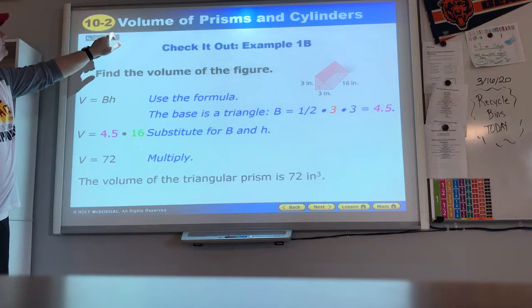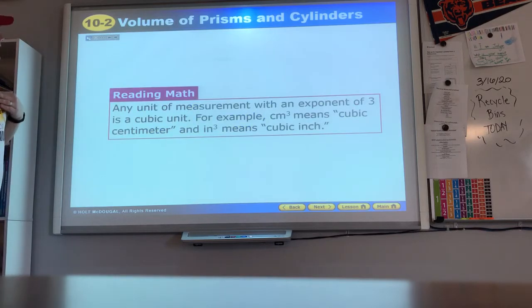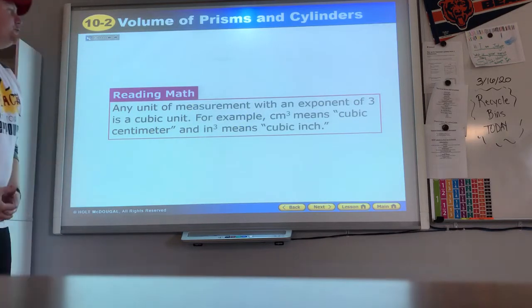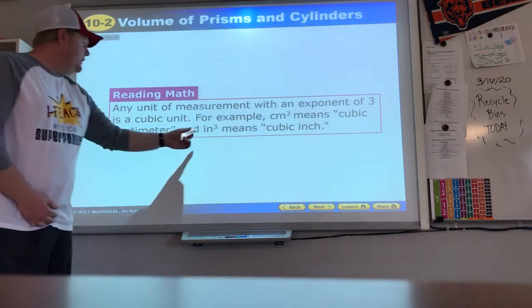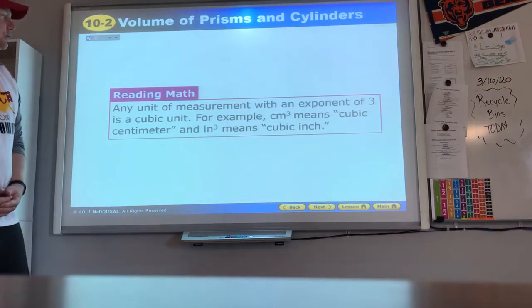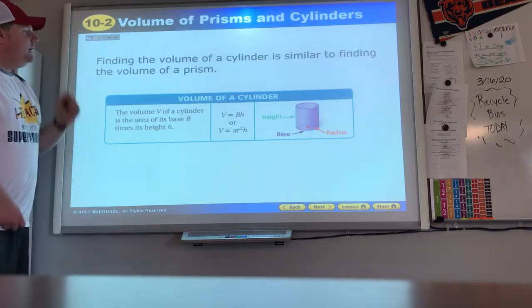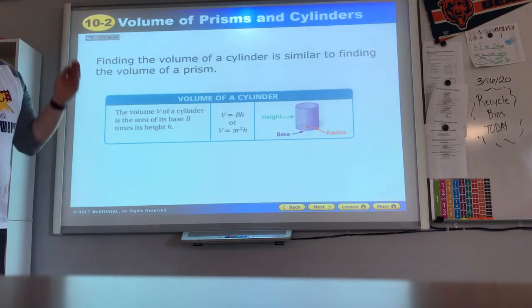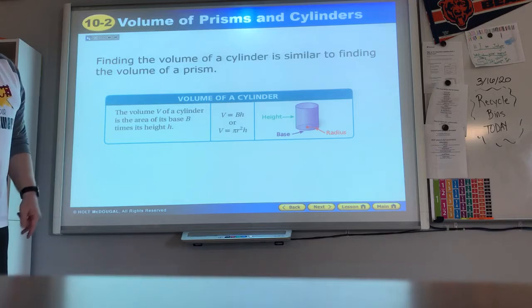Something to think about. All right, now, any unit of measure with an exponent of 3 is a cubic unit. For example, cubic centimeters means cubic centimeter, and inches to the third means cubic inch. Now we work on finding the volume of cylinders, not harder.